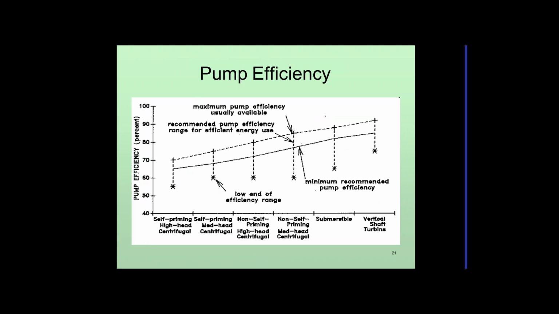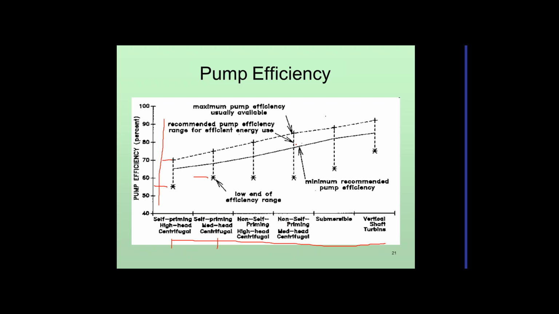So this is a graph where across the bottom we've got the different kinds of pumps, and up the side we've got the efficiency of the pumps. The first one is a high head or high pressure centrifugal pump. They can go from about 55% efficiency to 70% efficiency. We drop the pressure, the efficiency goes up by about 5%, so 60 to 75 roughly. Non-self-priming is going to start at that 65, but it's up a little bit, almost to 80 on the high end. That's for high pressure.